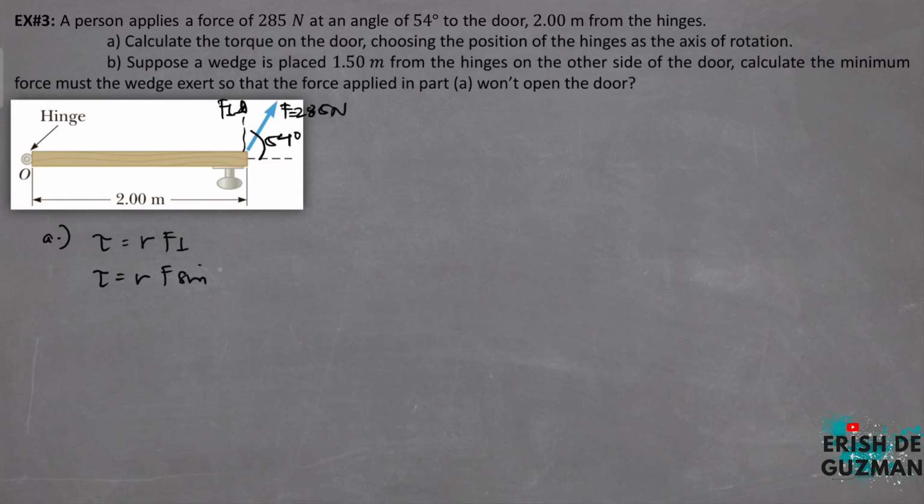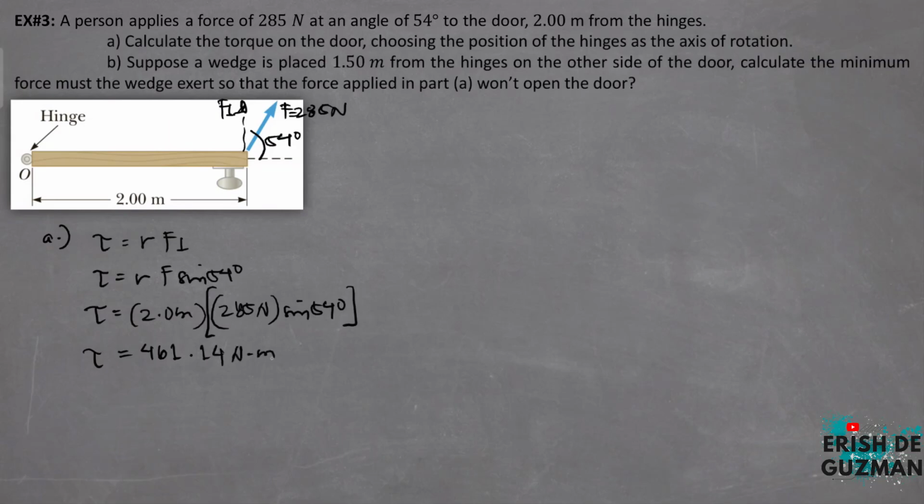sine 54 degrees. Torque is equal to, ang radius natin is 2 meters times force 285 Newton sine 54 degrees. By calculating, torque is equal to 461.14 Newton meters.